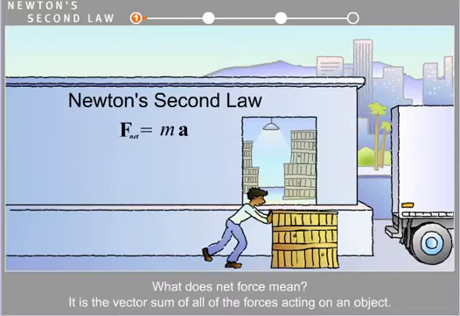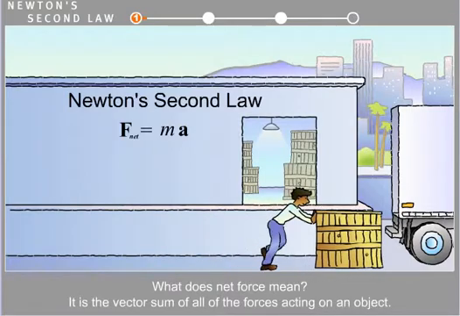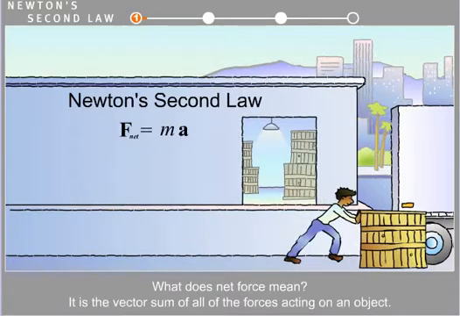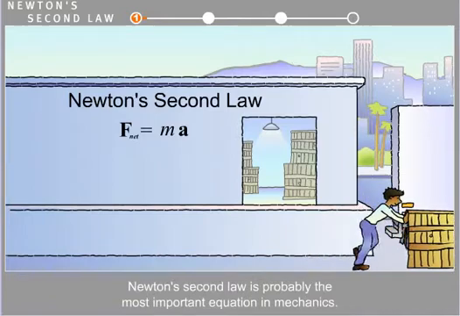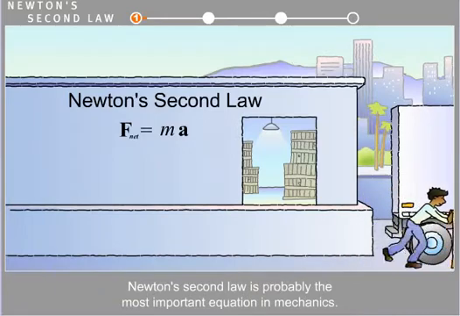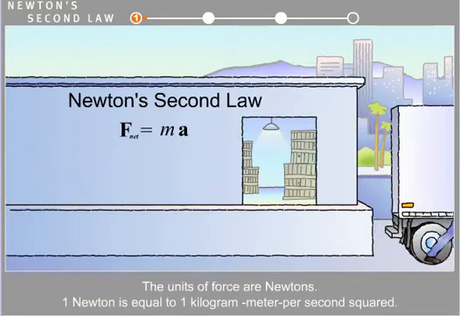What does net force mean? It is the vector sum of all the forces acting on an object. Newton's second law is probably the most important equation in mechanics. The units of force are newtons. 1 newton is equal to 1 kilogram meter per second squared.